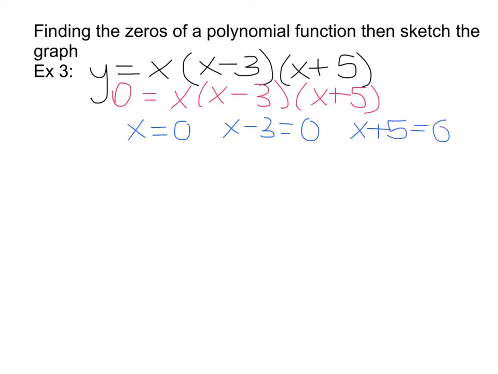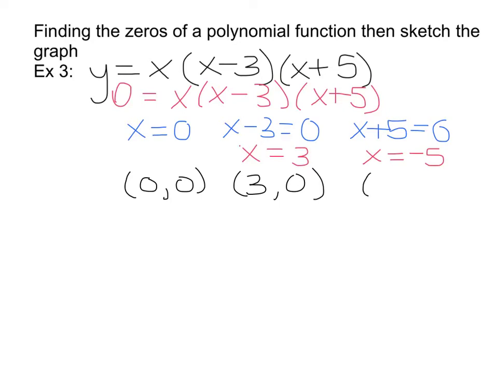To move negative 3 to the other side, we are going to add it. So we get x equals positive 3. To move positive 5 to the other side, we're going to subtract it. So you get x equals negative 5. Zeros are points that lie on the graph, so we need to write this as the point (0, 0), the point (3, 0), and the point (negative 5, 0).